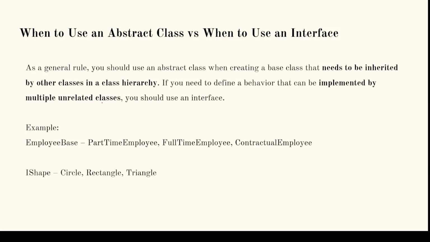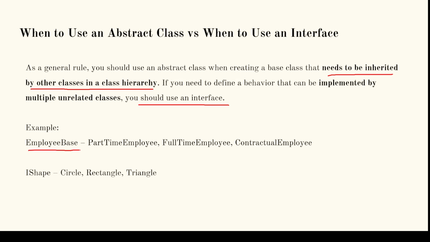Let's try to understand in detail when to use an abstract class and when to use an interface. As a general rule, you should use an abstract class when creating a base class that needs to be inherited by other classes in a class hierarchy. If you need to define a behavior that can be implemented by multiple unrelated classes, you should use an interface. If you have multiple related classes, like in our example permanent employee, part-time employee, and contractual employee, you can use an abstract class because all those classes are related and there will be a lot of common behavior that we can move to our base class, EmployeeBase.